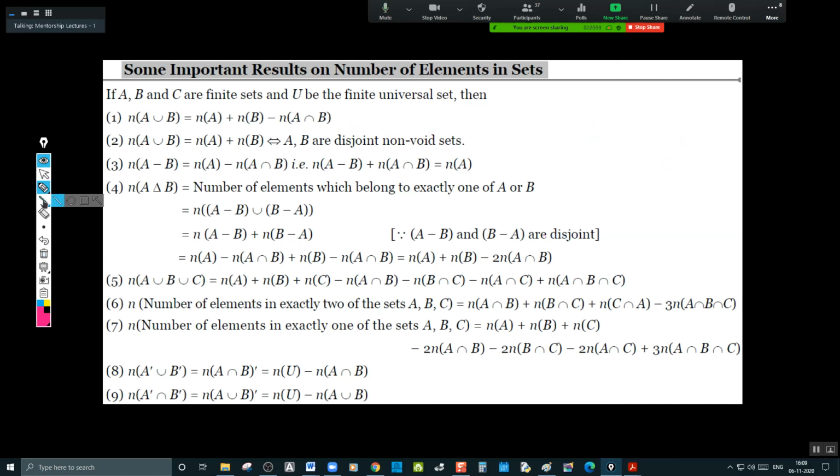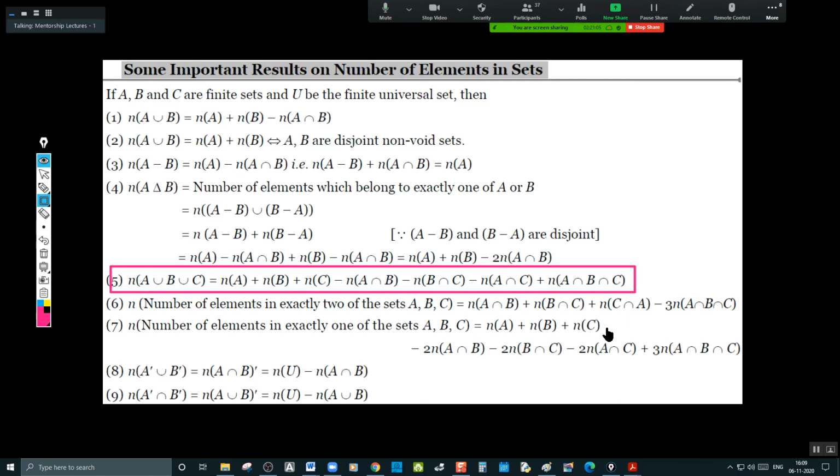Similarly, this is the most important one, please. N of A intersection B intersection C is equal to N of A plus N of B plus N of C minus N of A intersection B minus N of B intersection C minus N of A intersection C plus N of A intersection B intersection C.